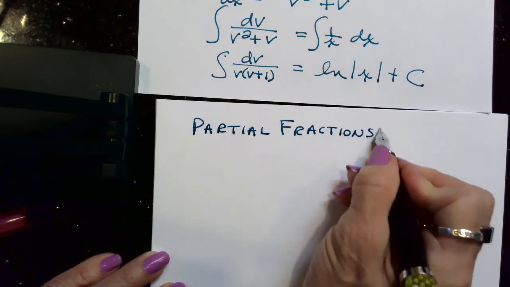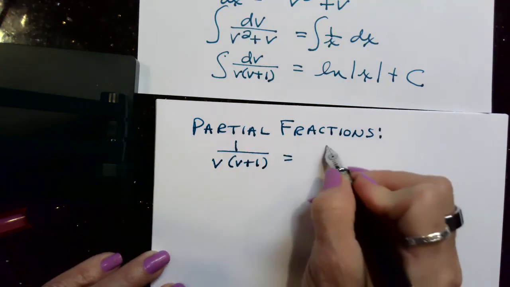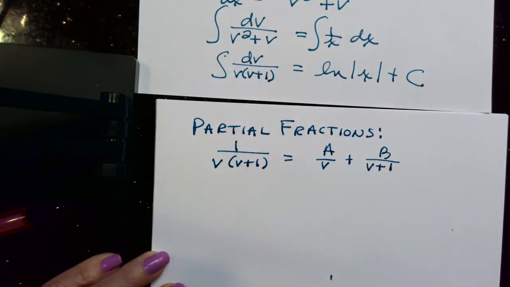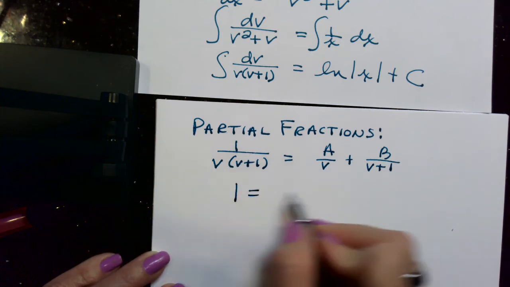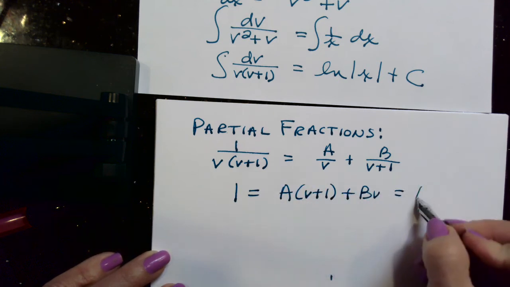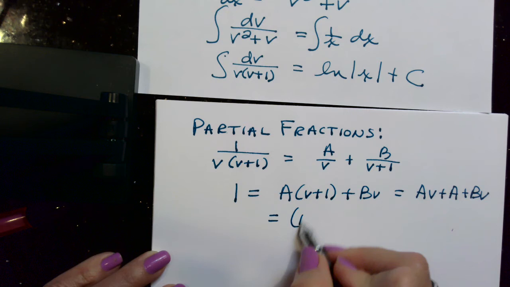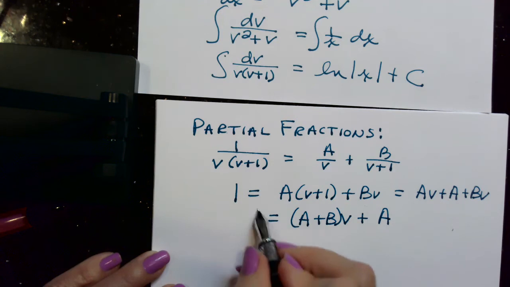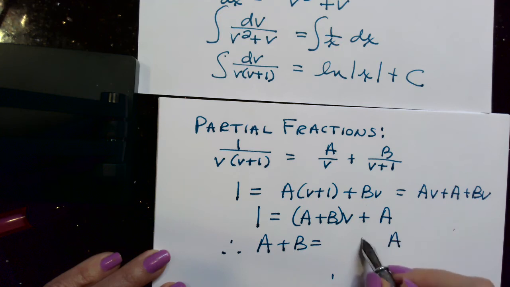And yes, you do have to remember all of this. So 1 over v times v plus 1 is a over v plus b over v plus 1. And now you figure out what a and b is. So I multiply through by v times v plus 1. I get 1 is a(v plus 1) plus bv, which is av plus a plus bv. And now equating coefficients, that says (a plus b) times v plus a equals 1. Therefore, a plus b equals 0 and a equals 1.